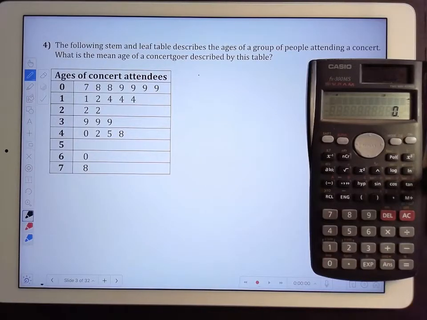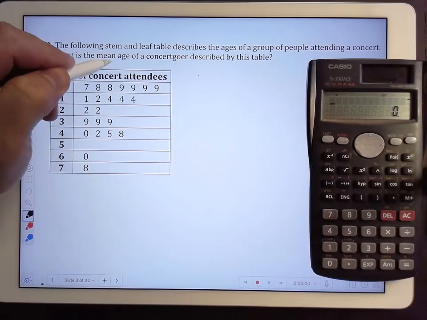All right, we're going to take a look at what number 4 looks like. The following stem and leaf table describes the ages of a group of people attending a concert. What is the mean age of a concert goer described by this table? So we're dealing with means.